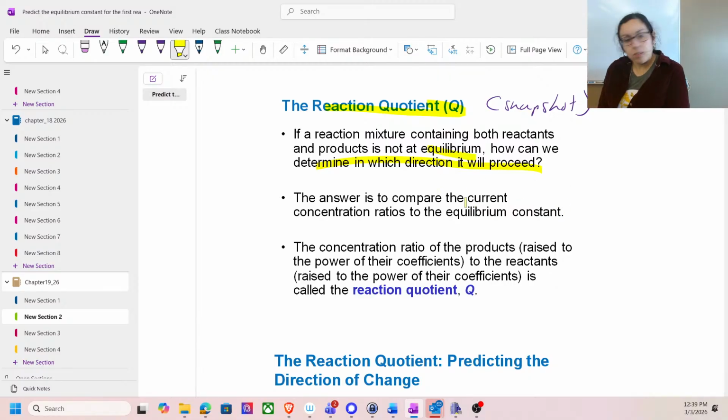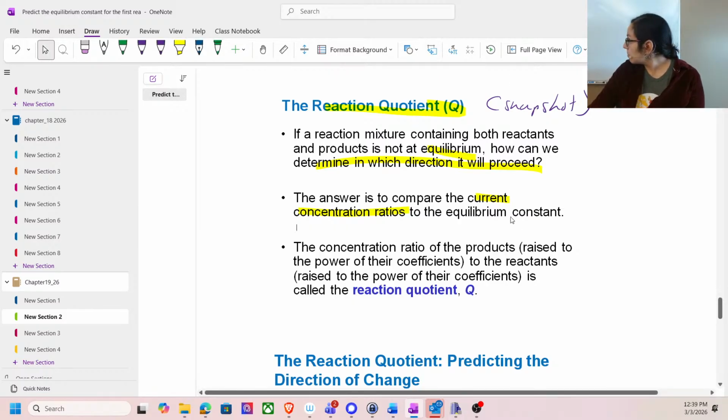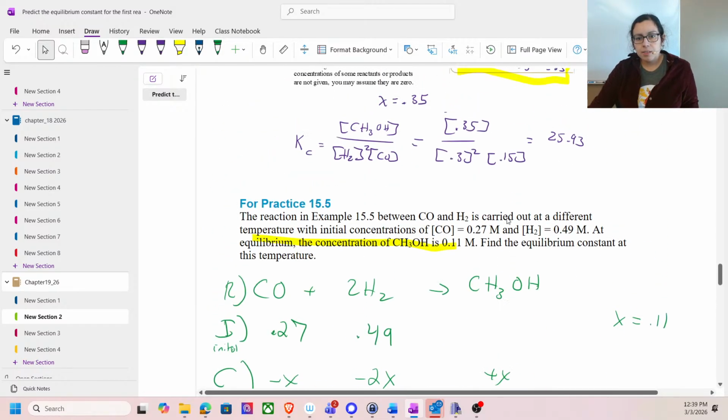The answer is that sometimes we can compare our current concentrations, and that's where I say we can take our snapshot. If we could just instantly freeze our reaction mixture, what are our concentrations? Then we want to compare that to our equilibrium constant, so we know which way we are going. Do we need to go back and make reactants, or do we keep going forward in the direction of our products? But again, we have to compare that to our equilibrium constant, unless we're at one extreme or the other, like we've seen up here.